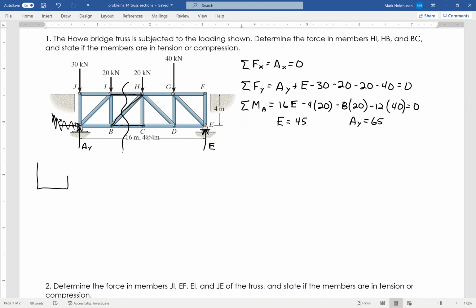So I'll have this side here, where I've got AY, which I now know is 65. I've got 30 right here, and I've got 20 right there. And I've got these forces. I'm going to assume they're all tension, so they're all going to be outward. That'll be FHI, and then I'll have FBH, and then I'll have FBC. I also have the other one.